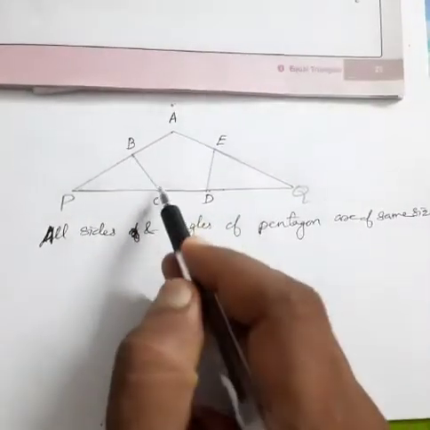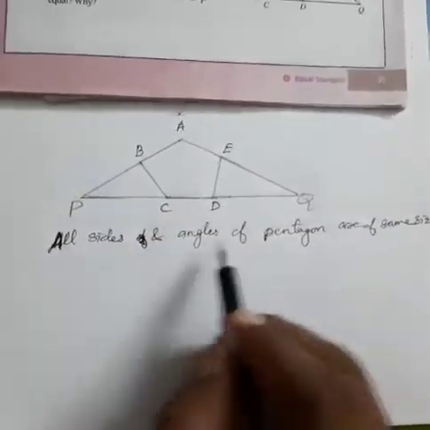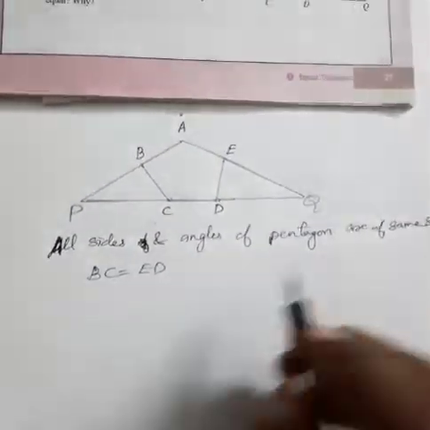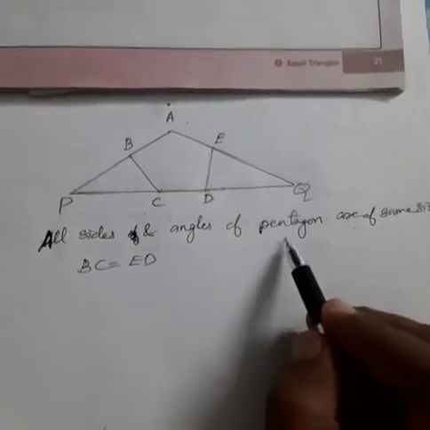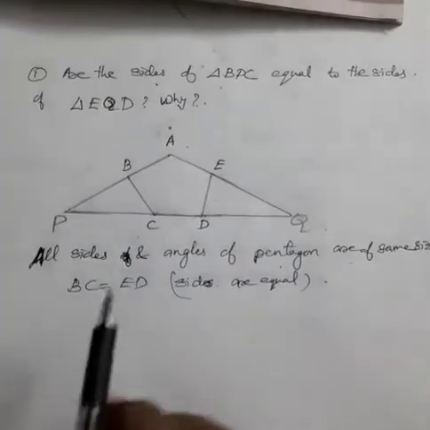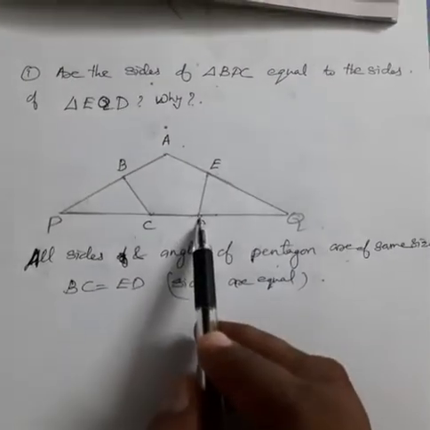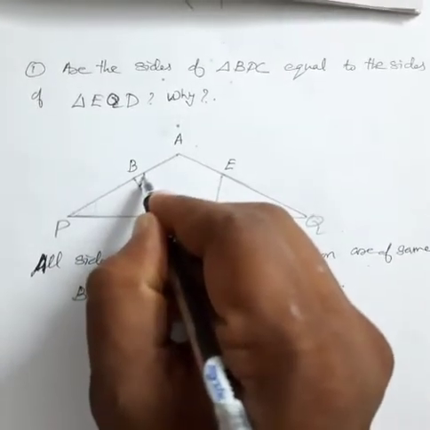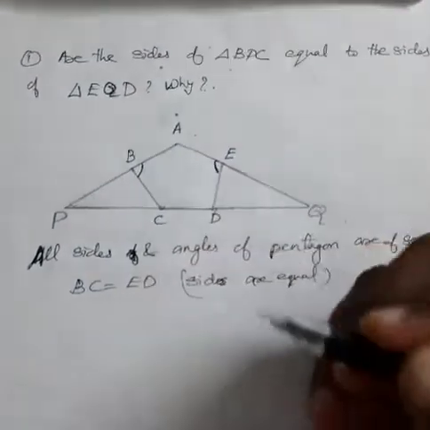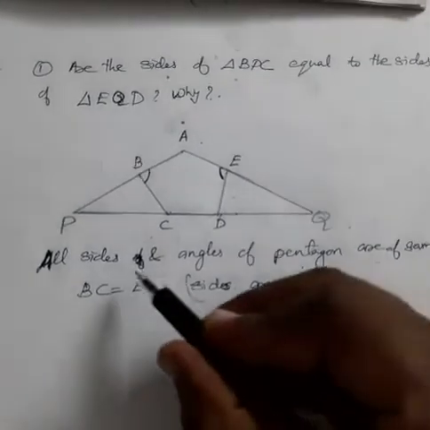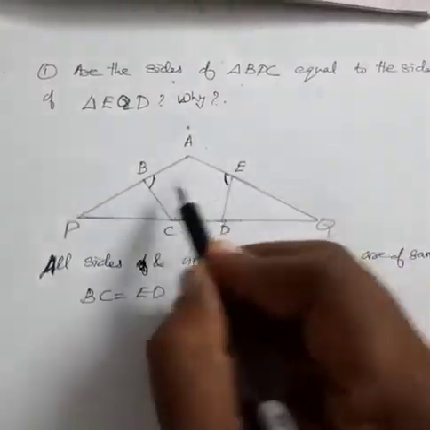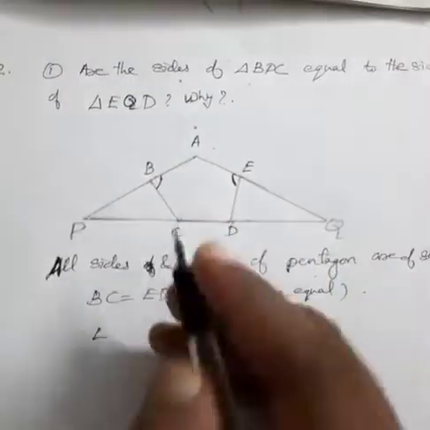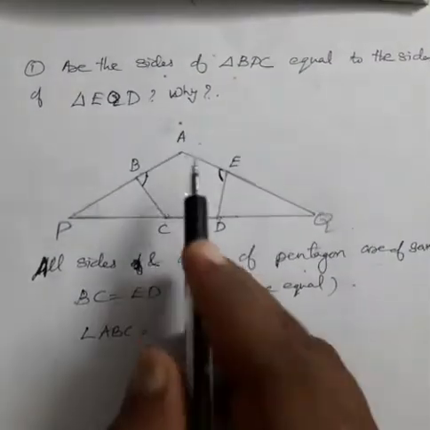So here you can write two lines BC and ED. If the sides are equal, you can write BC is equal to ED because the sides are equal for a pentagon. Here BC equal to ED. Then this angle and these two angles, if the sides and angles of a pentagon are equal, these two angles are also equal. So angle ABC equal to angle AED.